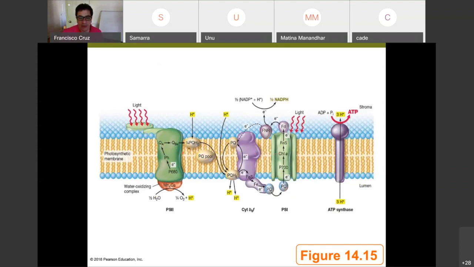And then it goes through the electron transport chain, and electrons are passed to the ultimate electron acceptor for the light reactions. This is a good exam question. What is the ultimate electron acceptor for oxygenic photosynthesis? It's NADP. And then here in the stroma, we have NADPH and ATP production.